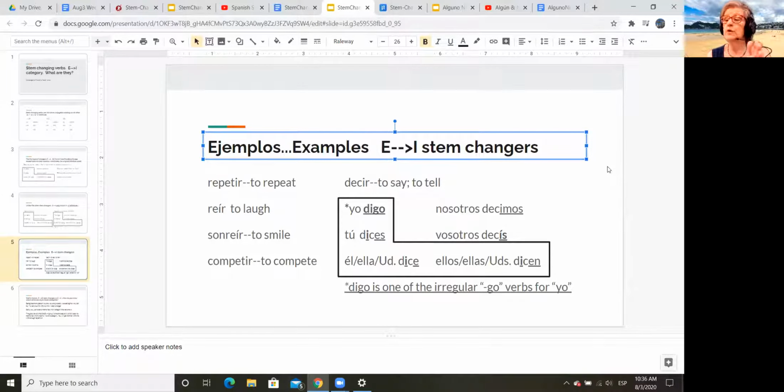So we have tú dices, él dice, ella dice, usted dice, ellos dicen, ellas dicen, ustedes dicen, right? But for nosotros, we go back to decimos. Bien? Vale. So, decir, muy importante. Seguir, muy importante. Some of these other ones are actually repetir, you should know, but we'll practice that more next week.